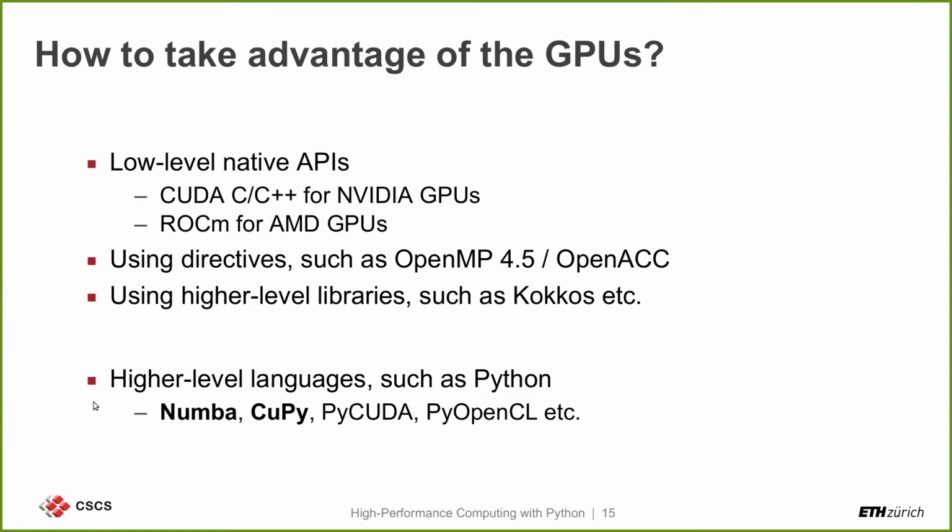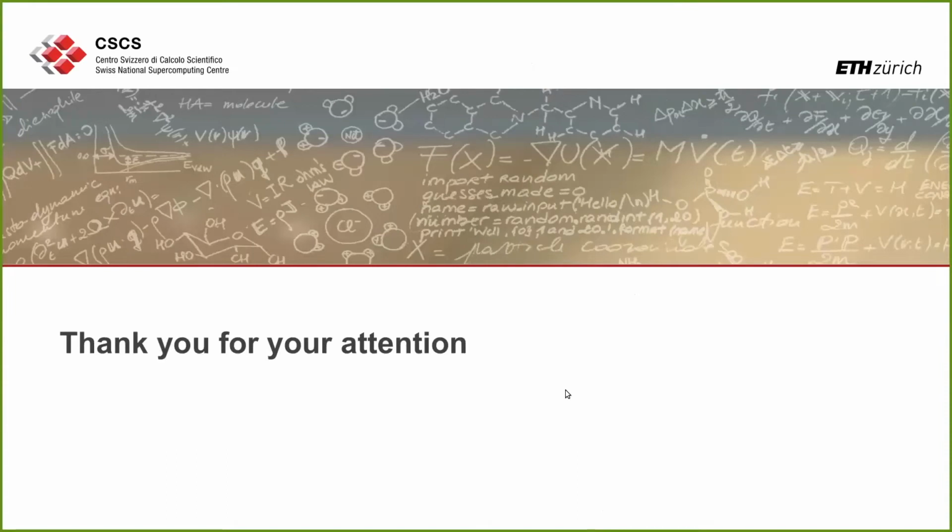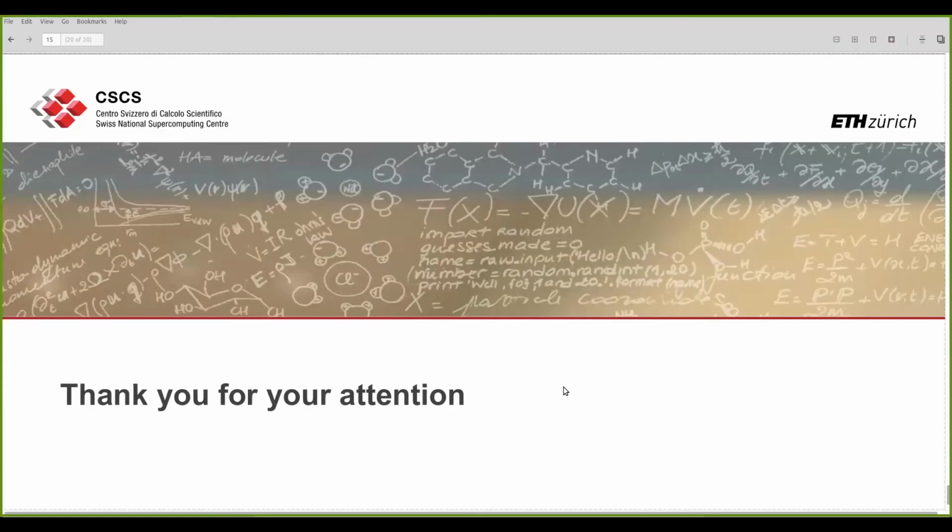And then here is where this course comes in. We have higher level languages such as Python, where we can accelerate our code via Numba and CuPy that we'll see today. But there are other alternatives like PyCUDA and PyOpenCL. So thank you for your attention on this brief slides introduction. Is there a question on this?